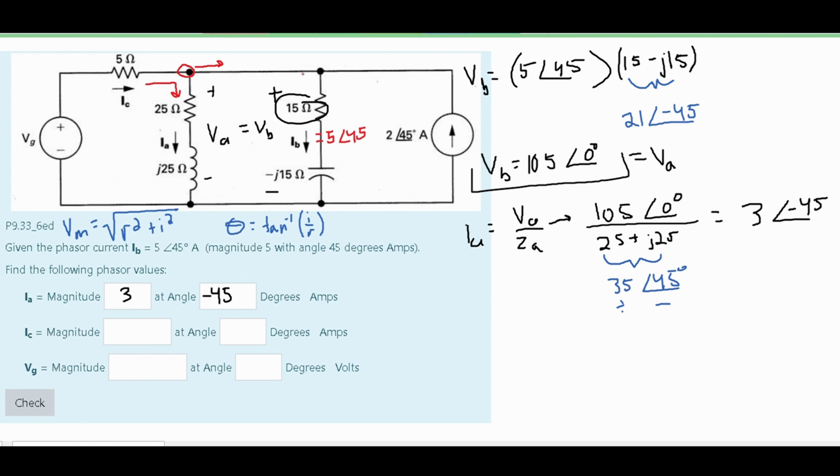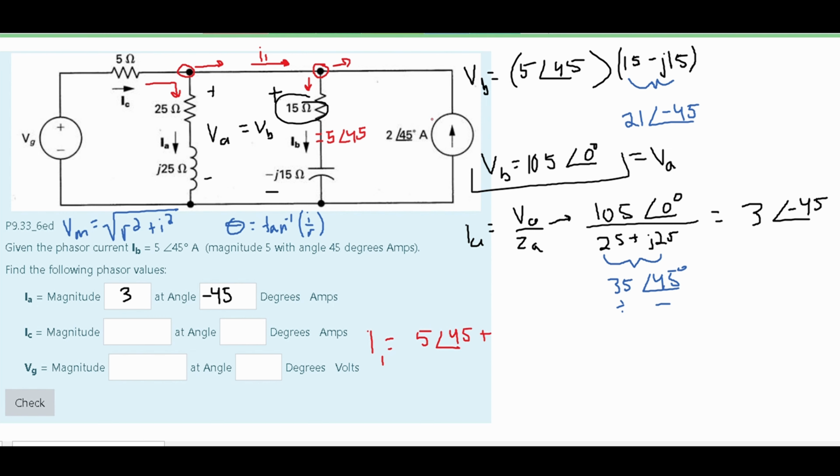Well, we're going to have to do the same thing for the current running through the long stretch up top right here, because we have a node right here and it splits in parallel like this. So we need to add these currents together. We're just going to call this current I of 1. We know that our I of 1 is equal to the current below, which is our I of B, and we know our I of B to be 5 times the square root of 45.